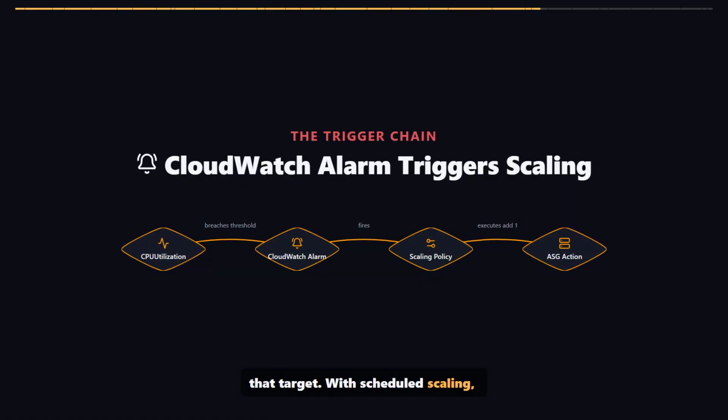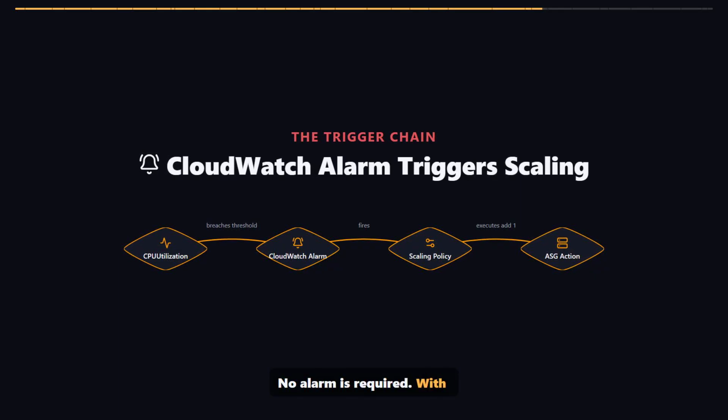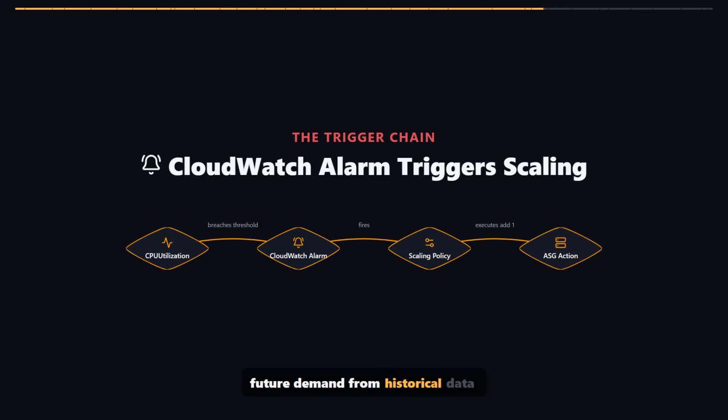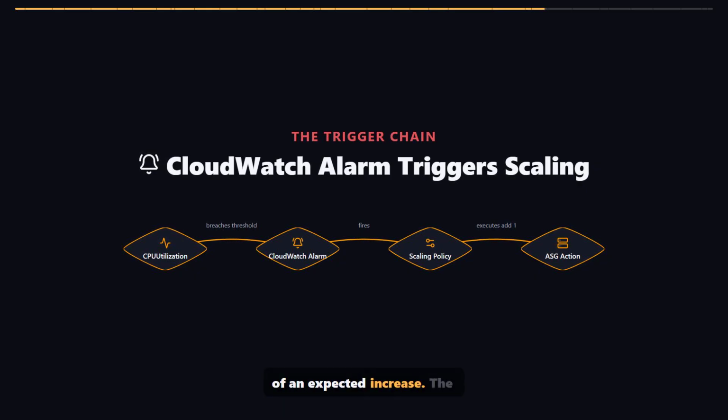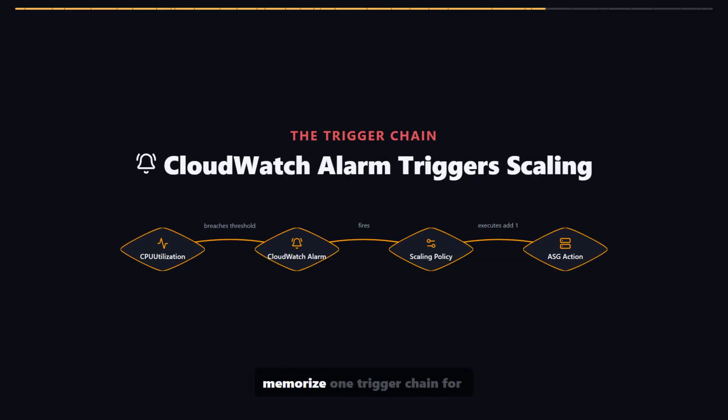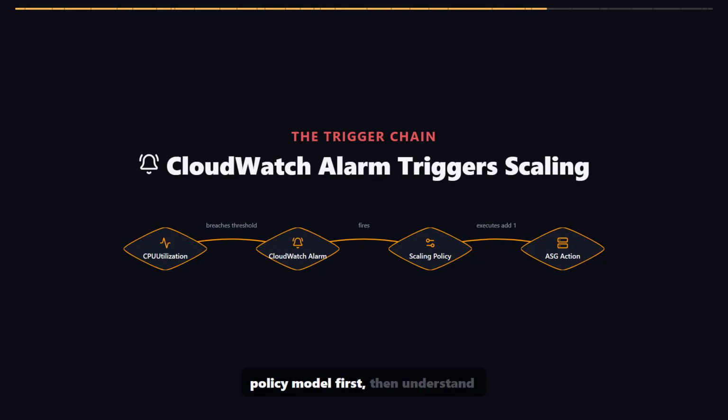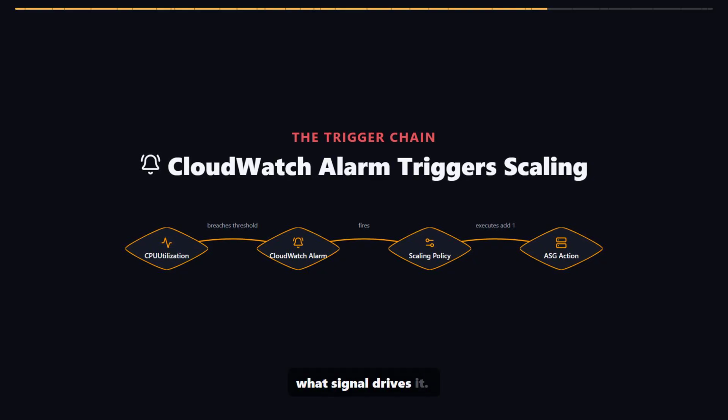With scheduled scaling, a scheduled action changes capacity at a time you specify. No alarm is required. With predictive scaling, the policy forecasts future demand from historical data and can add capacity ahead of an expected increase. The lesson is simple. Do not memorize one trigger chain for every scaling policy. Choose the policy model first, then understand what signal drives it.